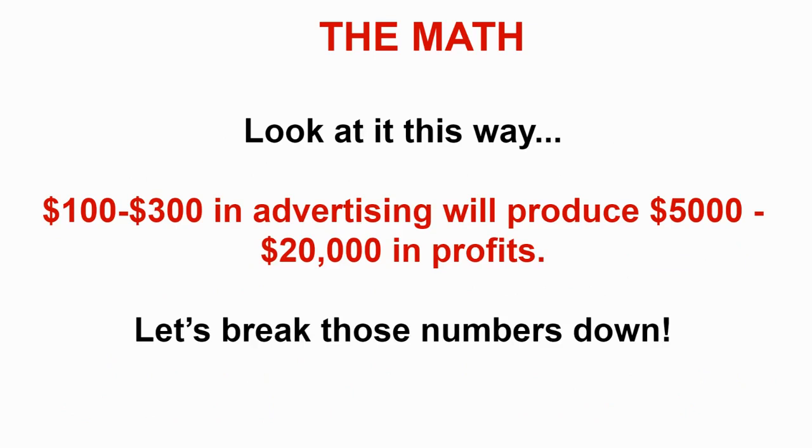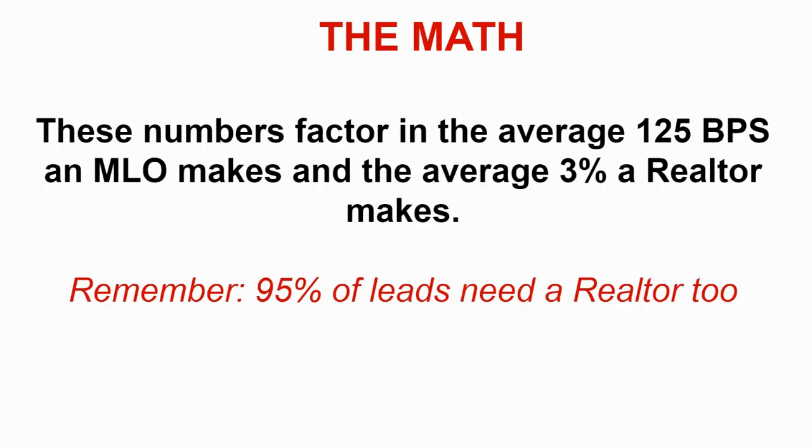And I'm going to break down these numbers so you can understand where I'm getting that from. So these numbers factor in the average of 125 basis points a loan officer makes and the average of 3% a realtor makes, right? So remember, when you're doing our strategies, 95% of the leads and clients that you acquire will also need a realtor. So you're going to want to refer them out to your realtor partners or ones that you're trying to develop relationships with.